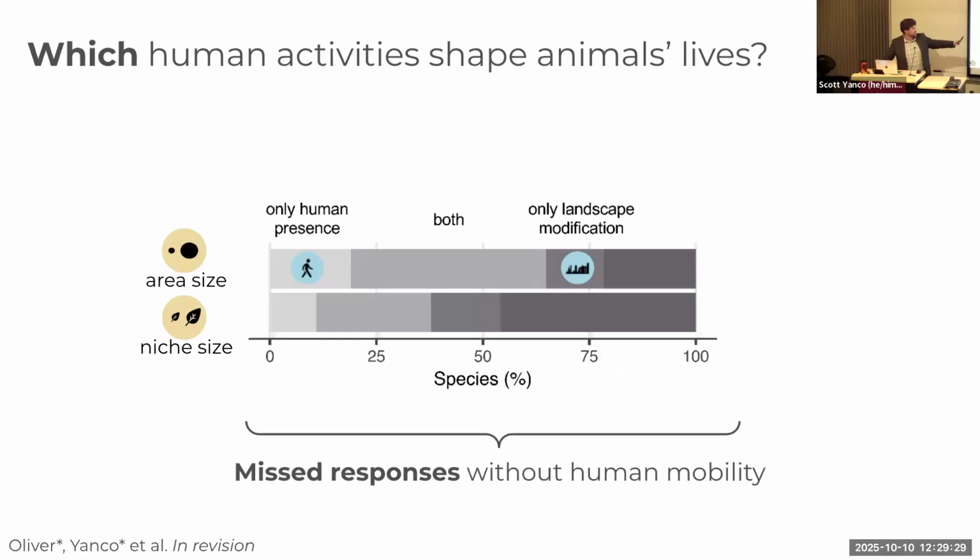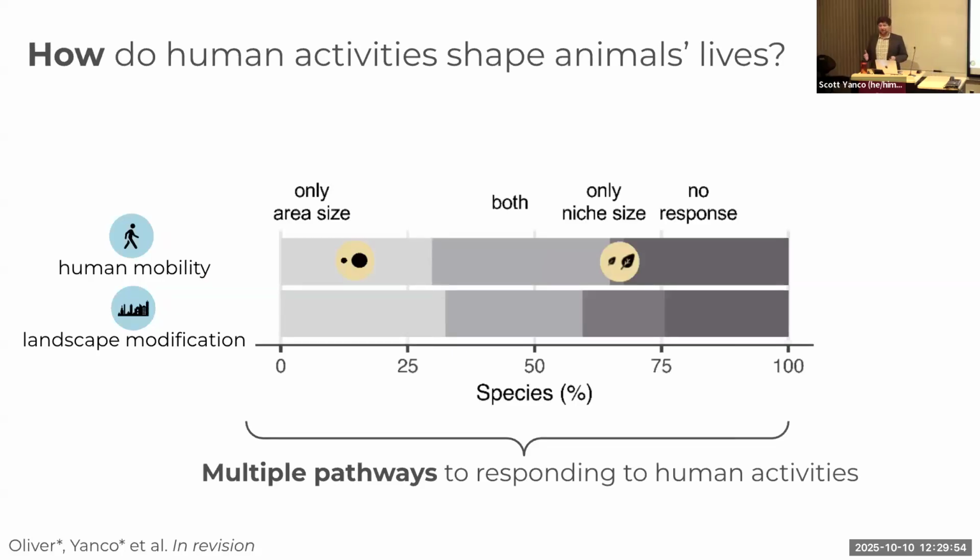The same was true for niche size. So again, just to walk you through, this bar is our area size aggregated results. This is our niche size results. This is if they only responded to humans, both, or only landscape, or both, and then that is if they didn't respond at all. So of the ones that responded in niche size, mostly you needed to understand both anthropogenic drivers to get this right.